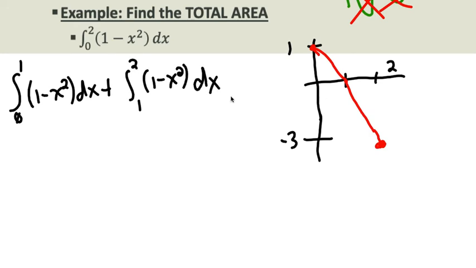Now we know that this area from 1 to 2 will be negative. This right here is going to be a negative area. So when we do that, we have to remember that we're going to take the absolute value of that number, and it's important you have your absolute values on the outside there. So our final answer will be positive without anything being subtracted away.